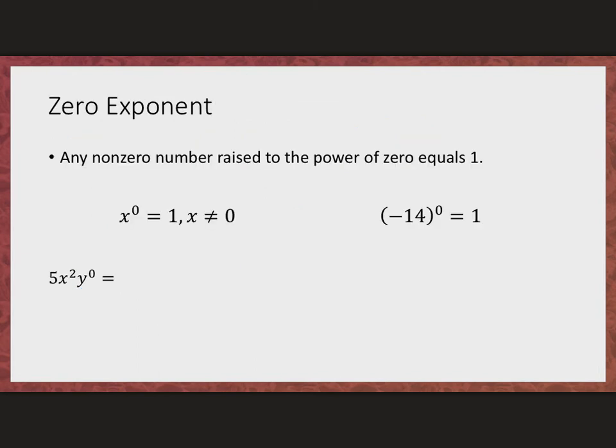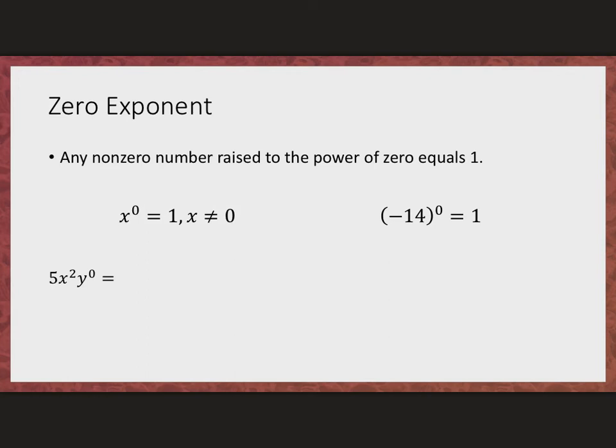Our next property that we're going to talk about is kind of a peculiar one, the zero exponent property. And this states that any non-zero number raised to the power of 0 equals 1. So x to the 0 power equals 1, as long as x is not 0. 0 to the 0 power is an undefined term. But any other number, positive, negative, decimal, fraction, doesn't matter. Any non-zero number raised to the 0 power will be 1.